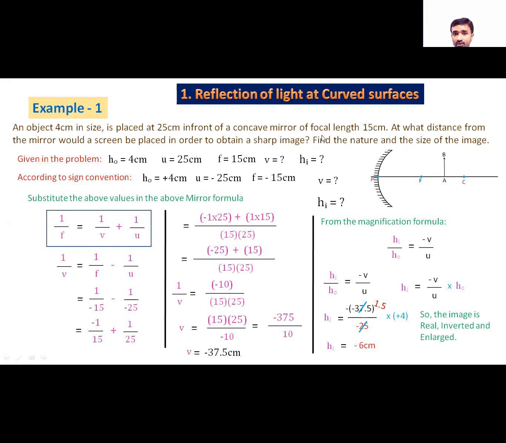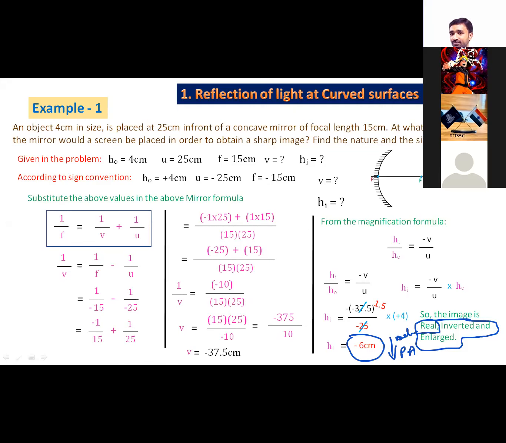Right. So, is it clear how I have written these characteristics here: real, inverted, enlarged? Real, because the image is on the screen already, right? Inverted, because the height of the image is given as negative. A negative sign means you measure below the principal axis. Is it clear how I wrote inverted?